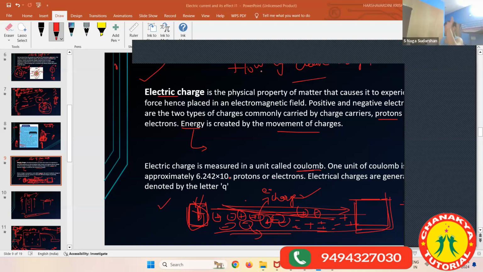Yes, ma'am. The electric charge is measured in a unit called coulomb. One coulomb is approximately 6.242 into 10 to the power 18 protons or electrons.